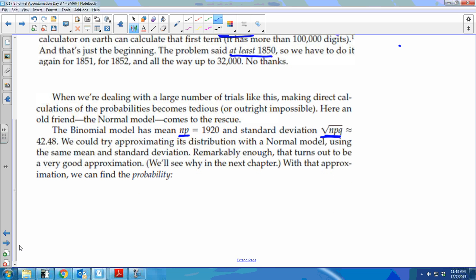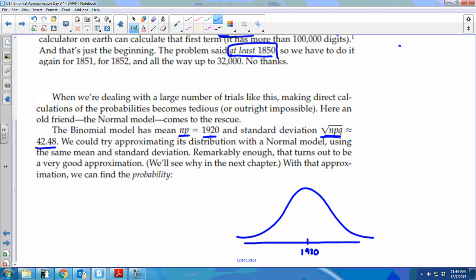If we were trying to figure out, again, they want at least 1,850 units of O negative blood. I could draw the model. It tells us n times p is 1,920, and the standard deviation is 42.5. So I could draw this out. The mean is 1920. I could add in standard deviations of 42.5, and I could keep adding and subtracting them. Do 1, 2, and 3 standard deviations above and below the mean.